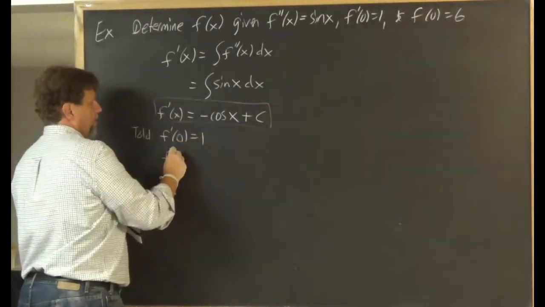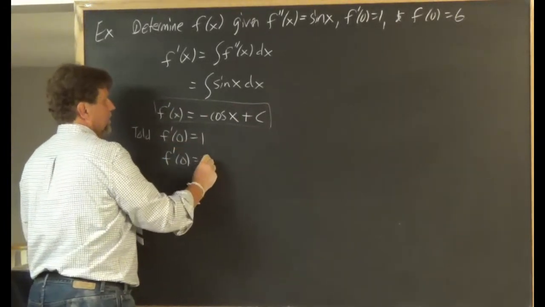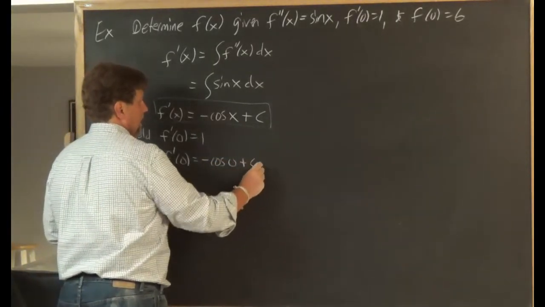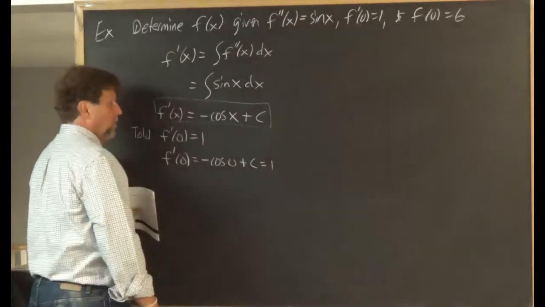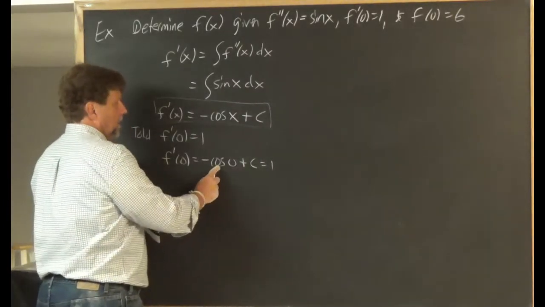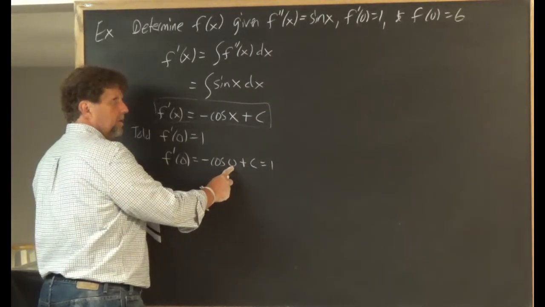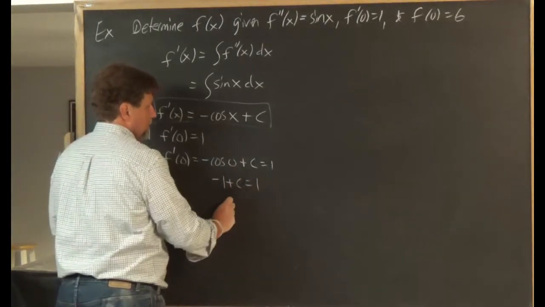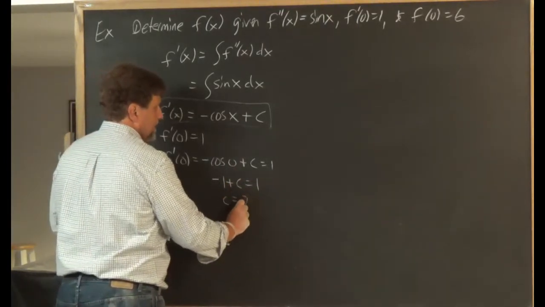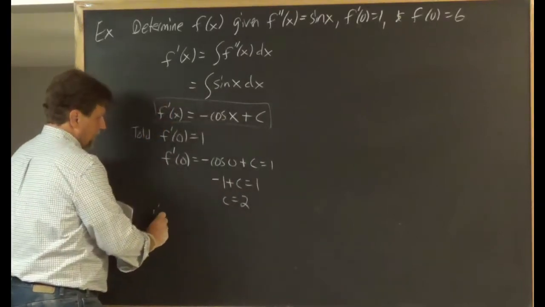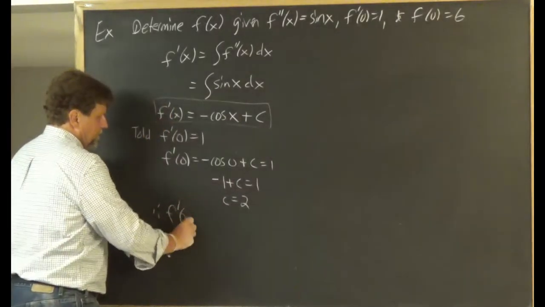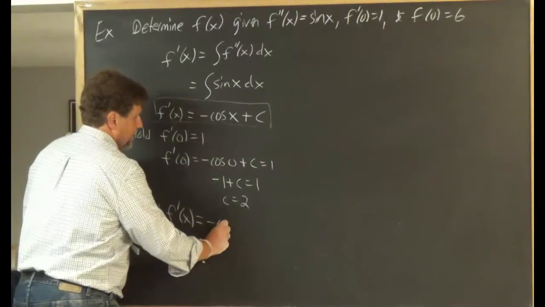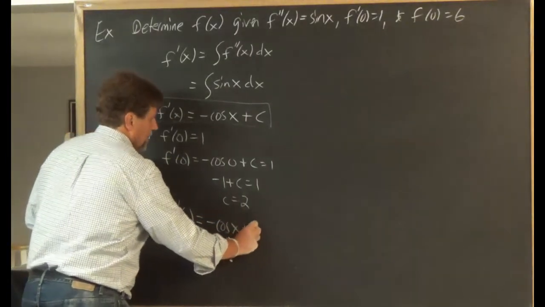well, we have f prime of 0 equals negative cosine 0 plus c. That has to equal 1. Cosine of 0 is 1. So we have negative 1 plus c equals 1. C is equal to 2. So at this point in time, we know the derivative, f prime of x, is negative cosine x plus 2.